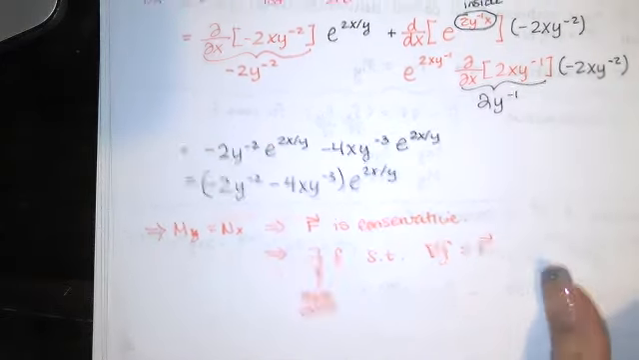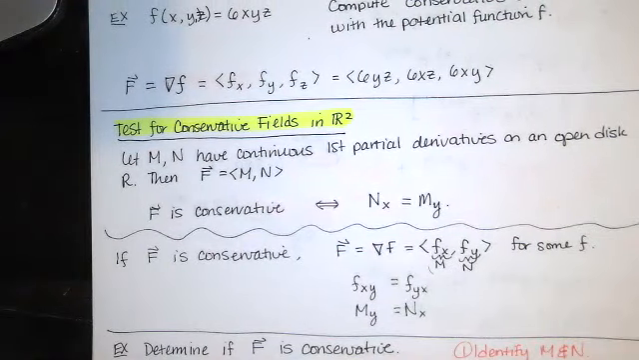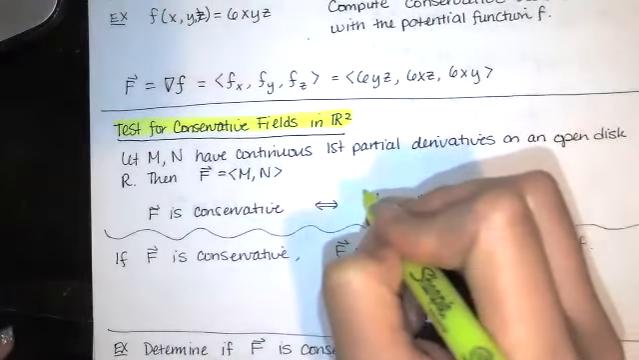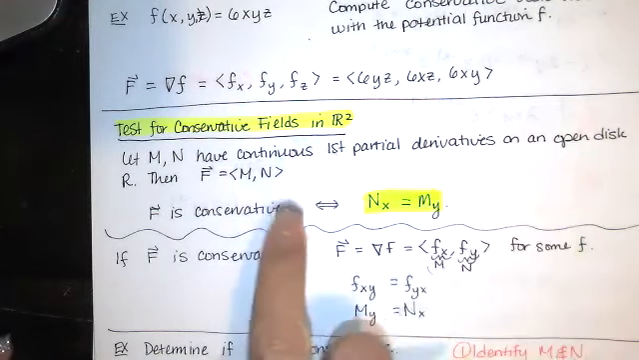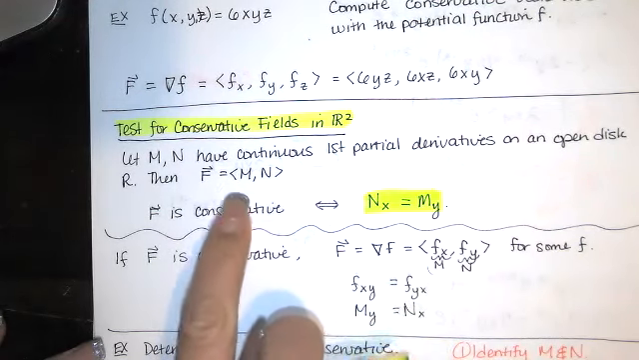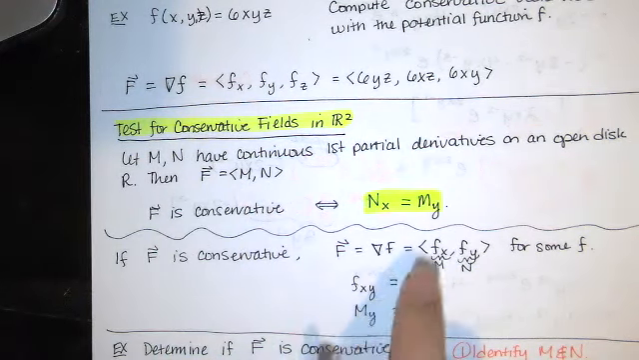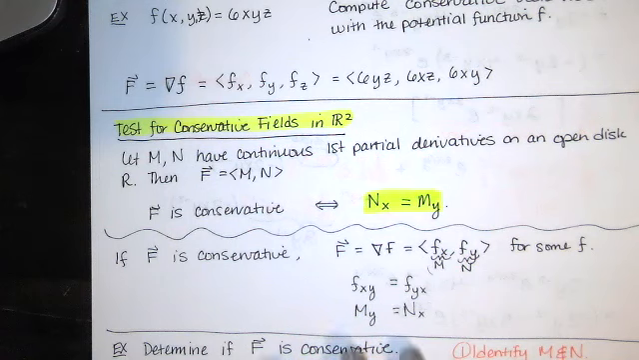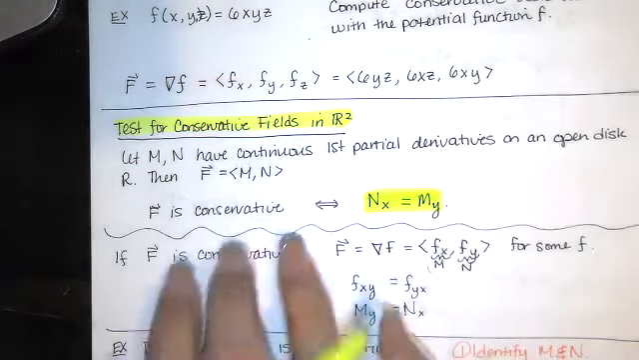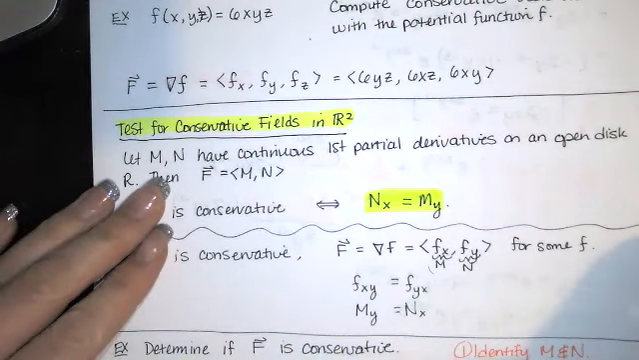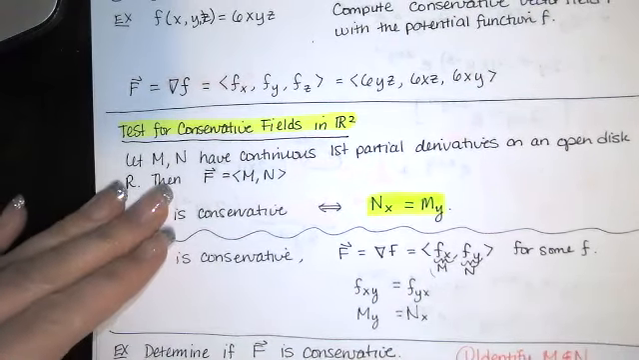All right, so that's our test for conservative fields in 2D. If the partial of the y component with respect to x is equal to the partial of the x component with respect to y, and the components have continuous first partials on some open disk, then this field is conservative. And I guess we didn't check the continuous first partials bit.